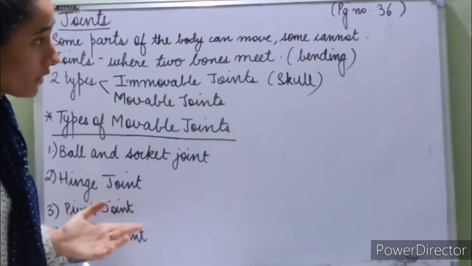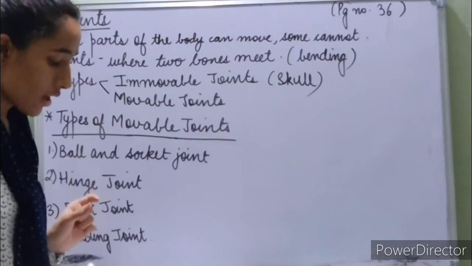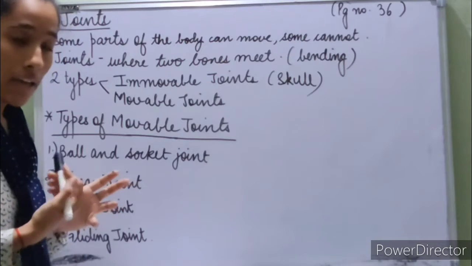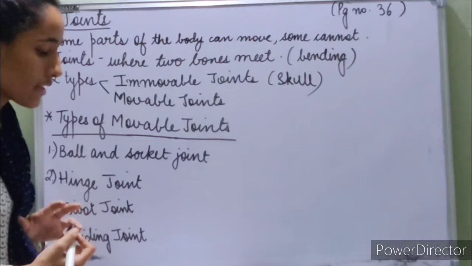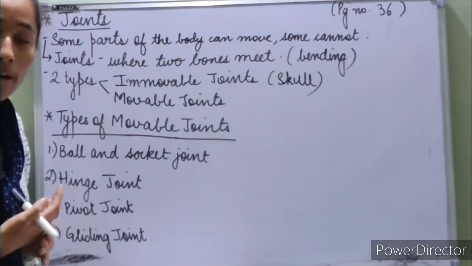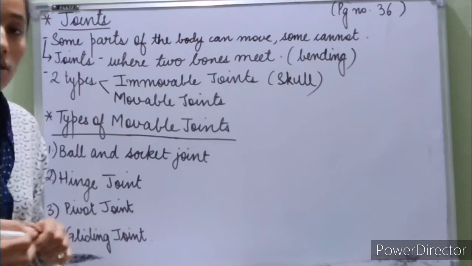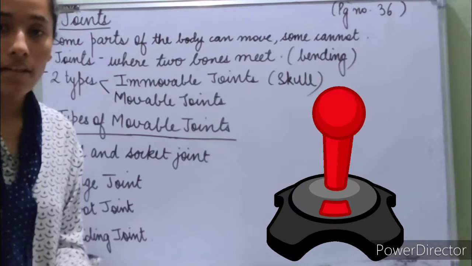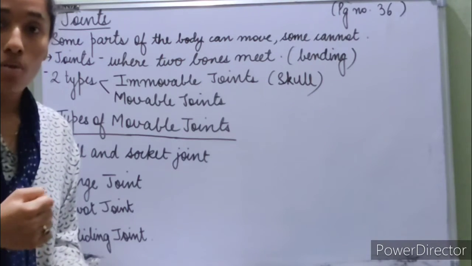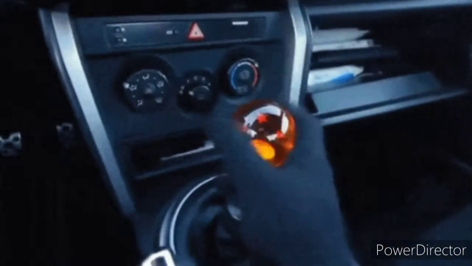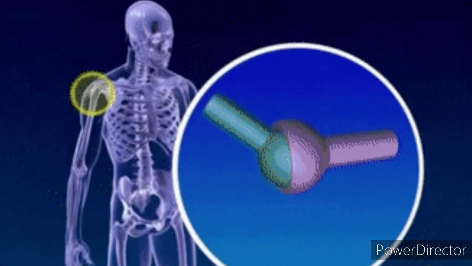Here on page number 37, in activity 1, a diagram is also given of a pencil stuck in clay. That is kind of how a ball and socket joint looks. The ball and socket joint is called a rotary joint. It is called rotary motion because it moves like a joystick. Have you seen a joystick? Or for example, we have a gear in our cars. Just like we can move that gear up and down, right and left, that is how a ball and socket joint is also able to move.